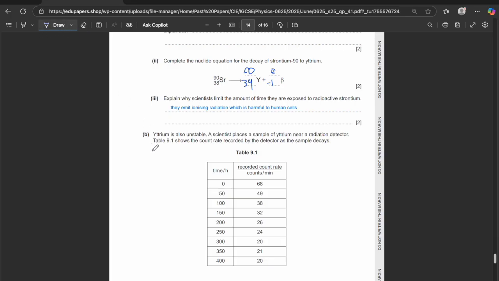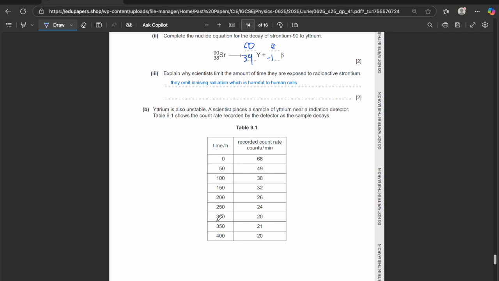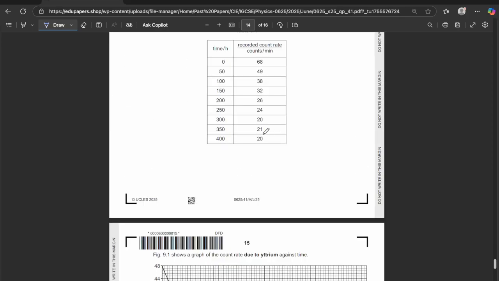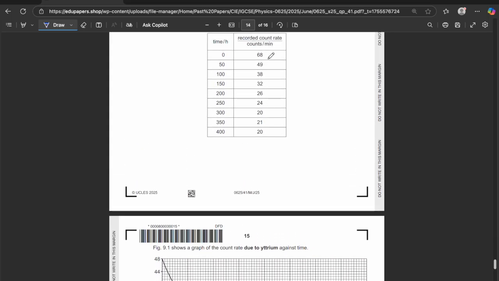B. Yttrium is also unstable. A scientist places a sample of yttrium near a radiation detector. Table 9.1 shows the count rate recorded by the detector as the sample decays. Figure 9.1 shows a graph of the count rate due to yttrium against time. So I'm assuming this will have the effect of background, but yeah.